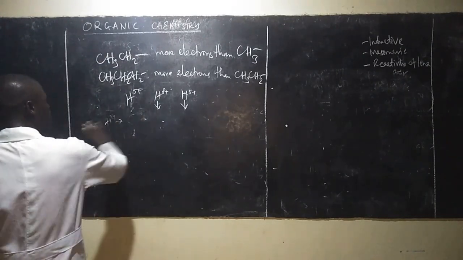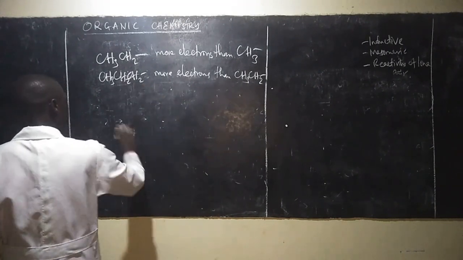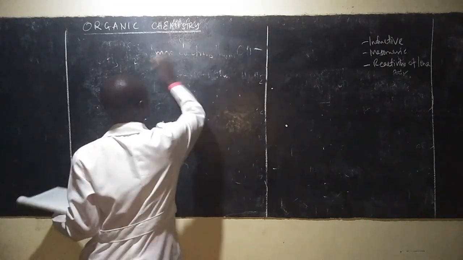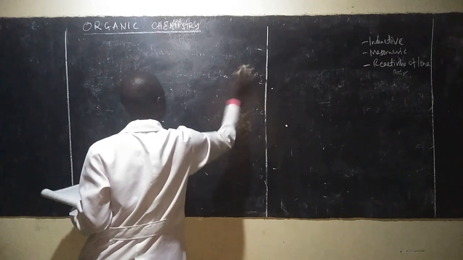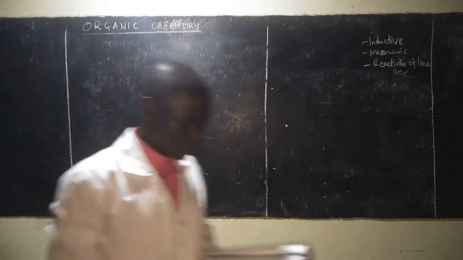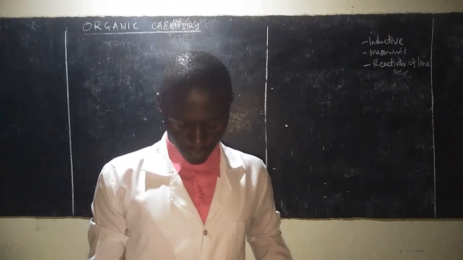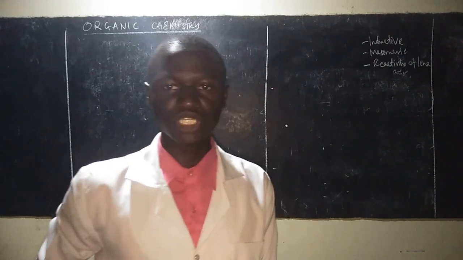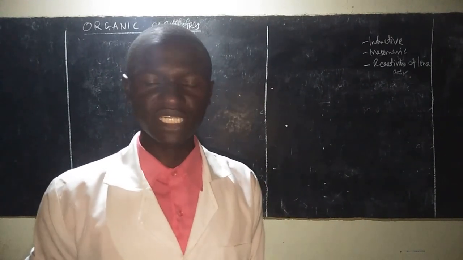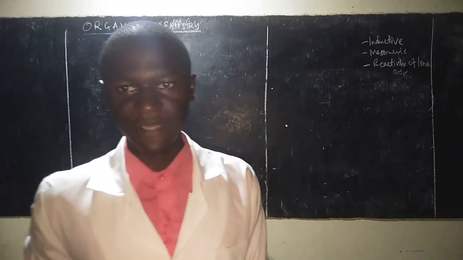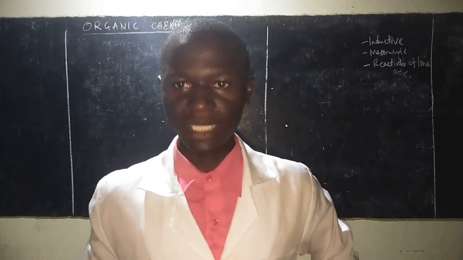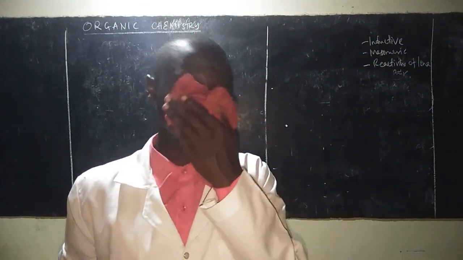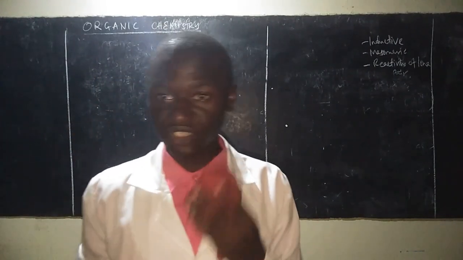Now let's extend our discussion to how the positive inductive effect tends to influence the reactivity of different groups of organic compounds. The first thing about the positive inductive effect: it decreases the acidic strength of carboxylic acid. Now, if you remember, in the negative inductive effect we discussed carboxylic acid, and I know that since you followed the negative inductive effect, it will be very easy for you to understand me in this part on the positive inductive effect.